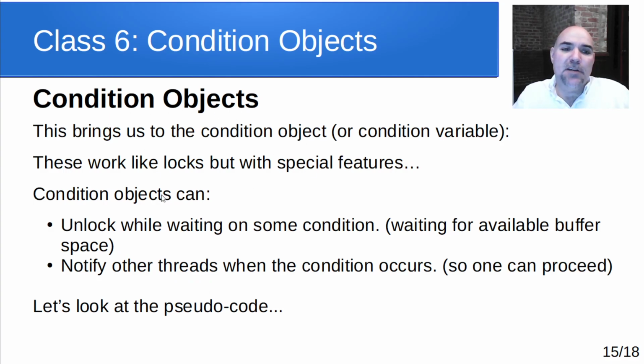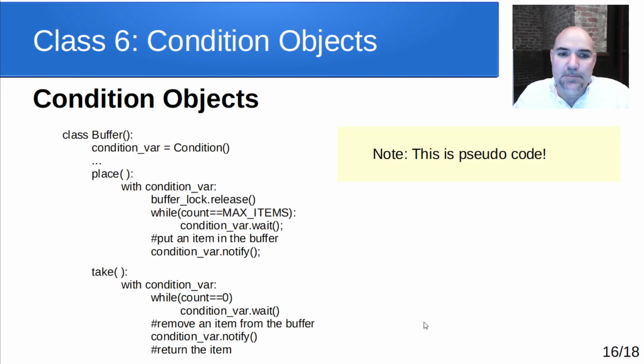And what condition objects are is they work a lot like locks, but they have a few special features. And those special features are that condition objects can unlock while waiting on some condition. In other words, unlock while waiting for the buffer space to be available, or unlock while waiting for the buffer to have things put into it. And then they can also notify other threads whenever that condition occurs. So when some action happens that would cause that condition to occur, then we can proceed. All right, so let's take a look at the pseudocode for that.